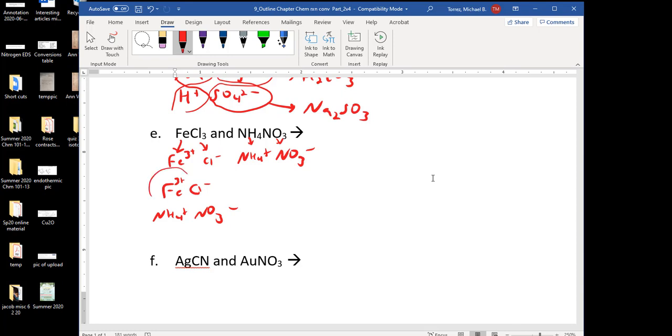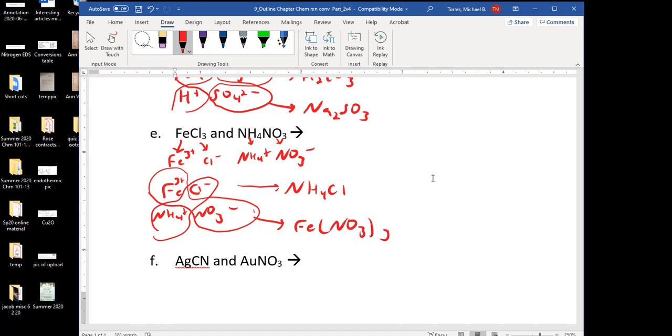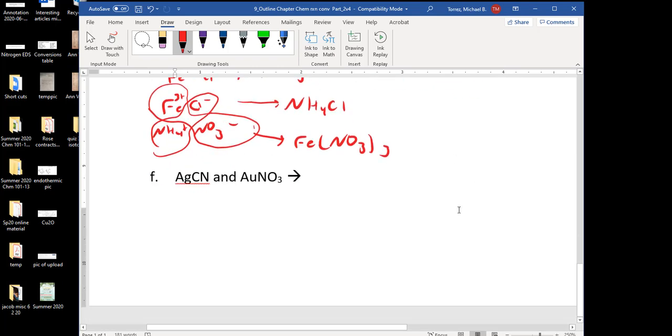And then again, you're going to go ahead and circle them to swap them. That's going to give you ammonium chloride, NH4Cl, and is going to give you iron nitrate. And then you have to write it up here. NH4Cl plus FeNO3, ammonium chloride and iron nitrate. Let's do the last one.